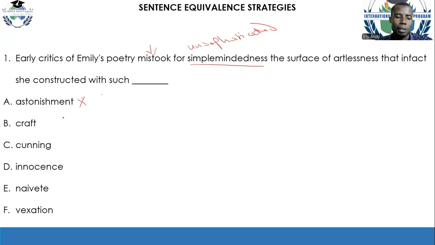Then we are also looking at craft. This one is not so far off the mark, so we can keep it for now. Then the other one is cunning. Looks good also, we can leave it. Innocence, not the same meaning as sophistication. Naivety, not really. In fact, it's almost opposite. Vexation, that means annoyance, won't fit here. Naivety, by the way, just means lacking experience or wisdom.